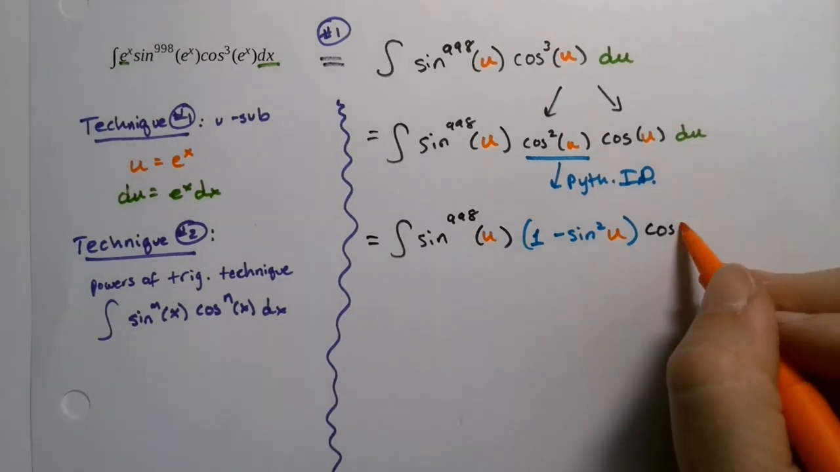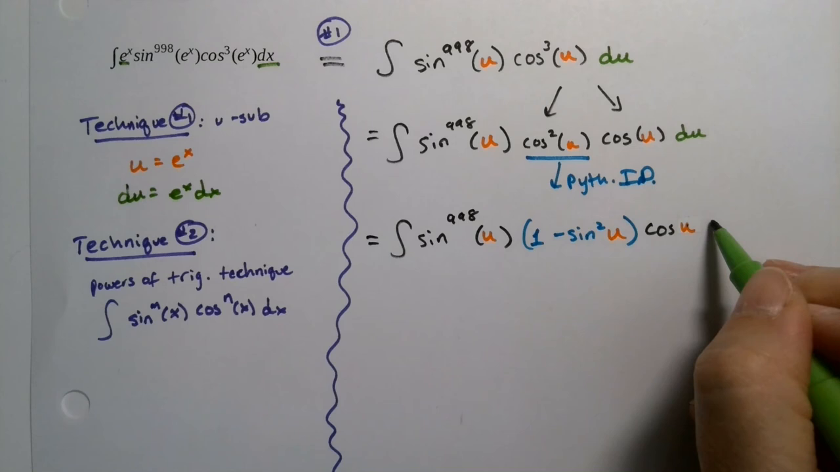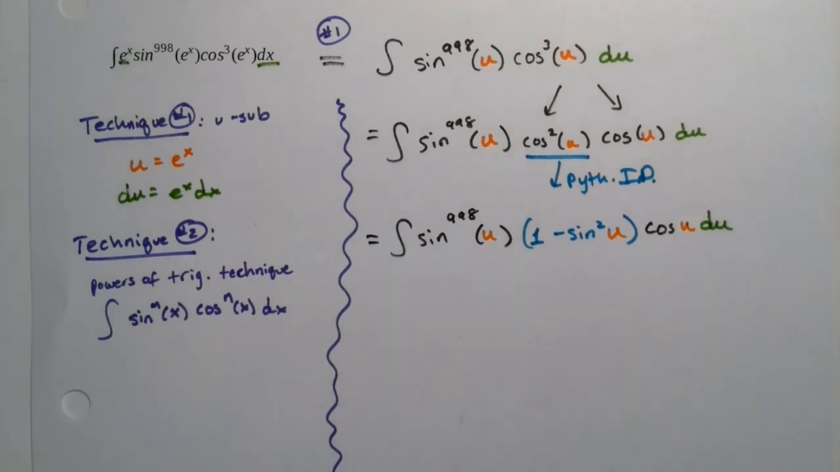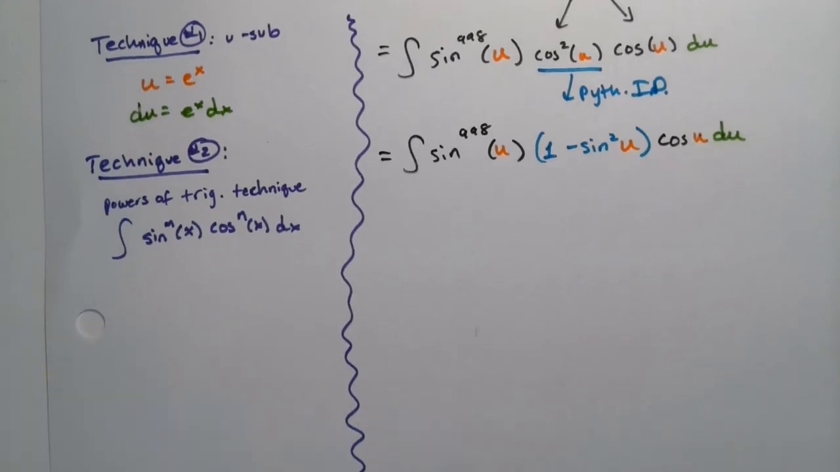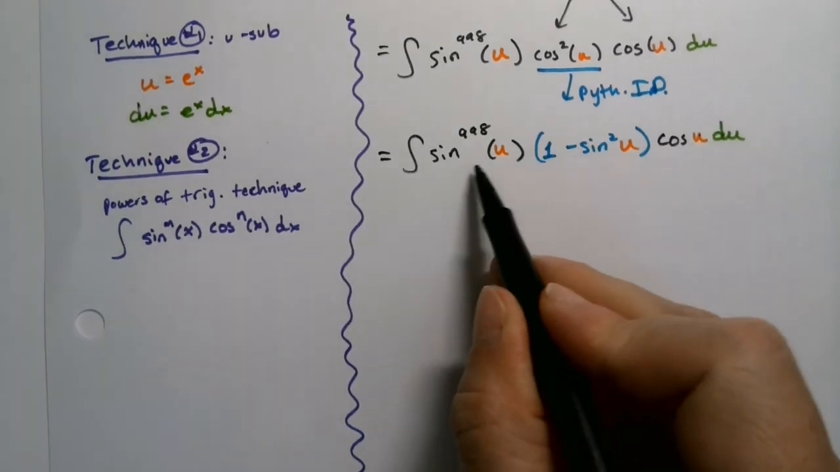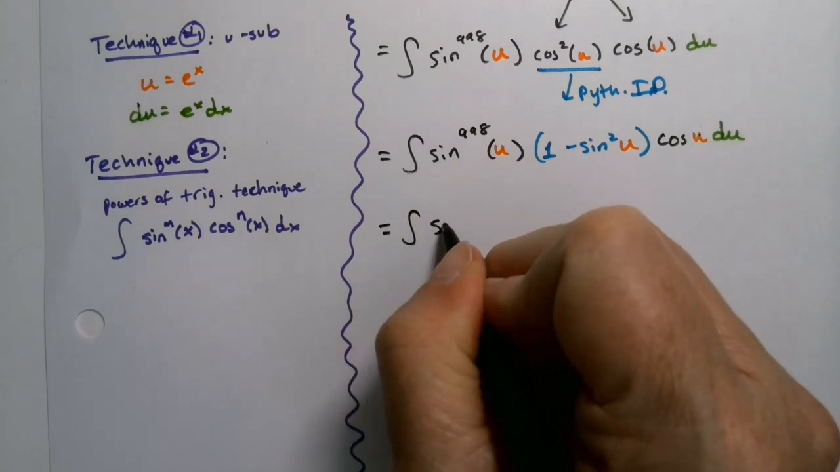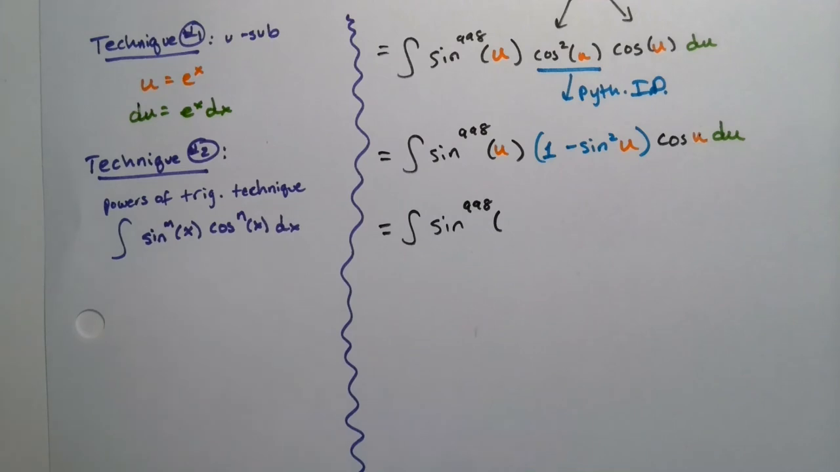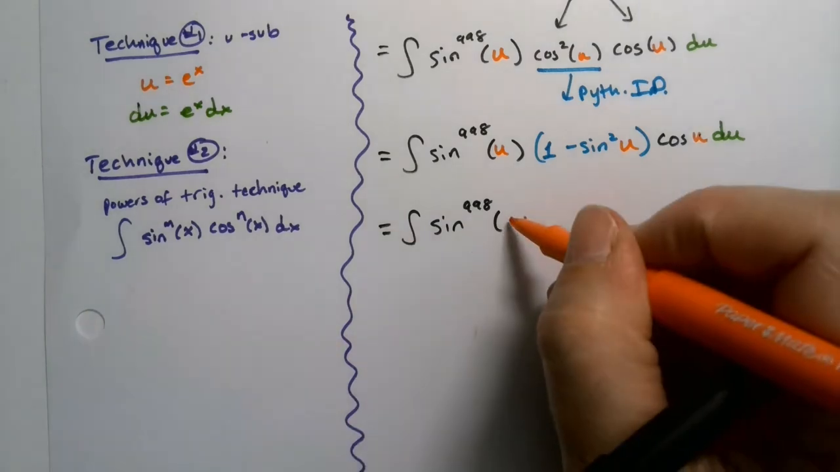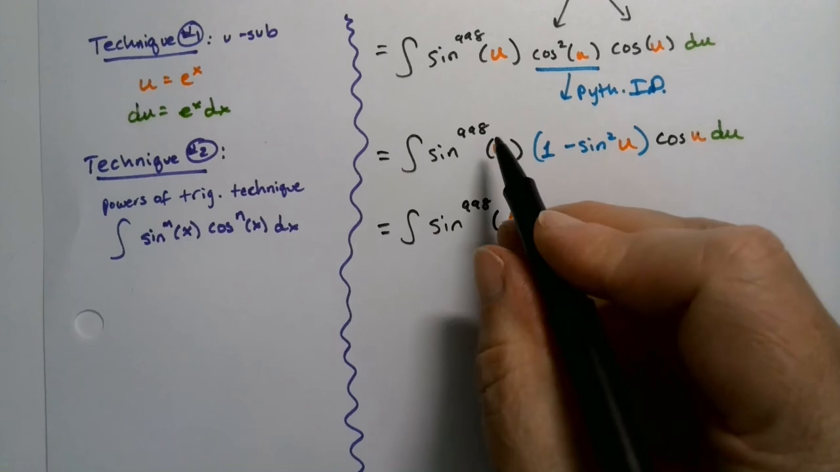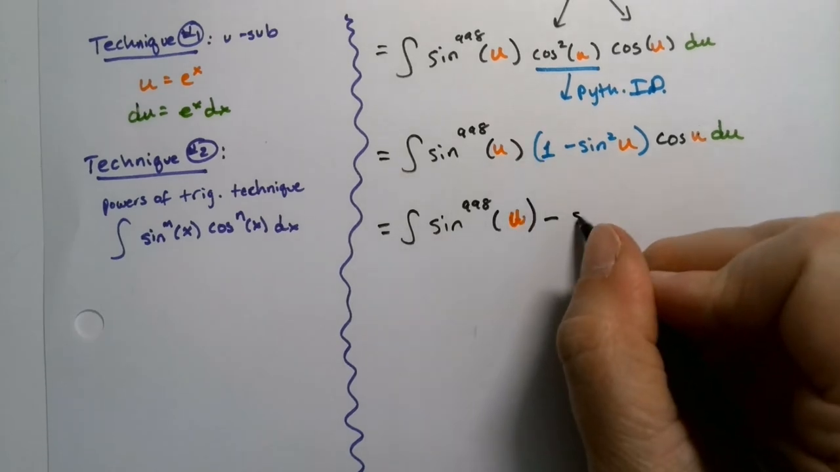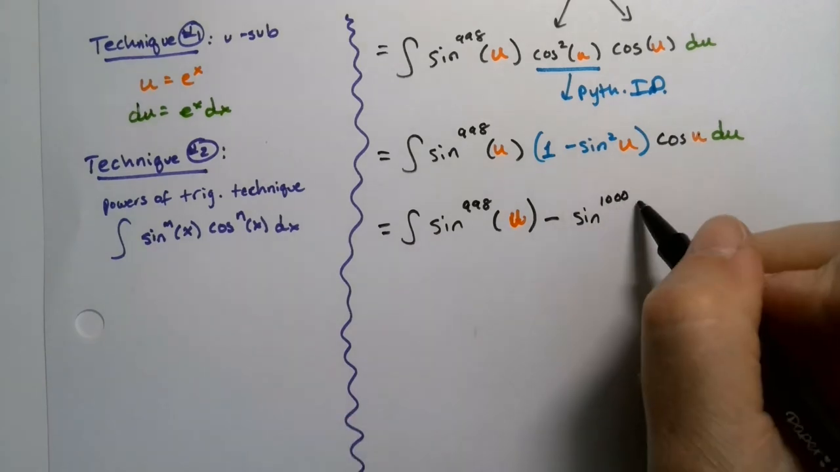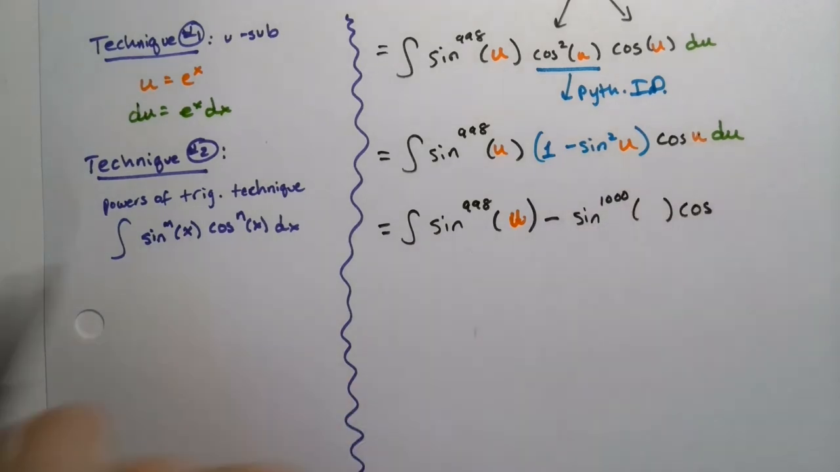Now how in the world has that helped? Well, I'm basically eliminating everything but the one cosine, because the derivative of sine is cosine. I'm heading to another lovely u substitution. So I'm going to distribute this. So this is the integral of sine to the 998 of u minus sine 998 plus 2 more makes sine to the 1000 of u, and then cosine of u du.